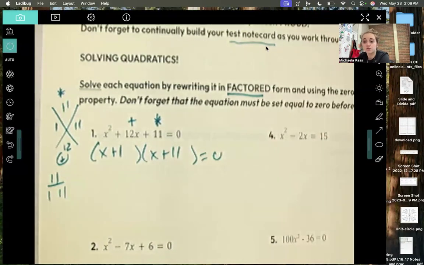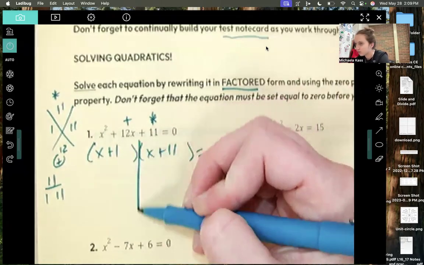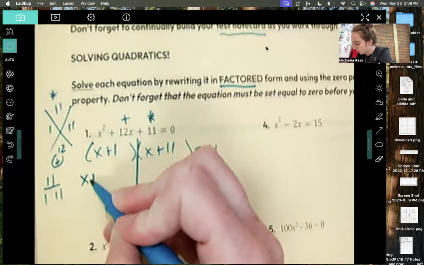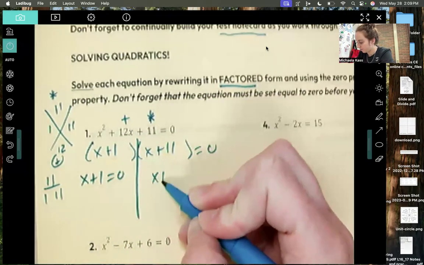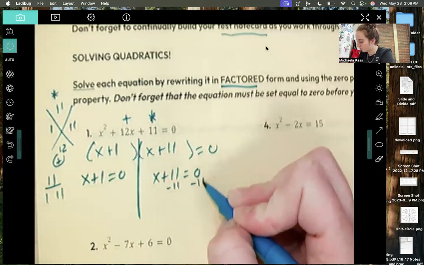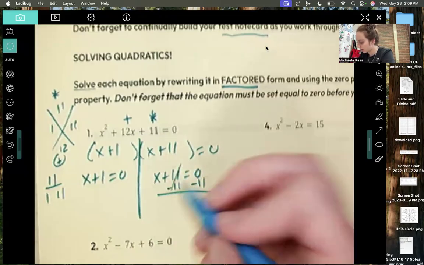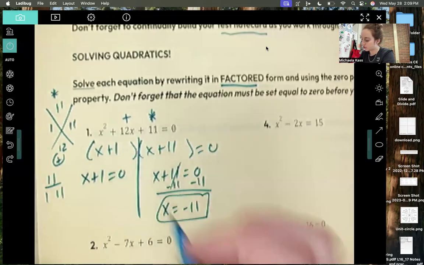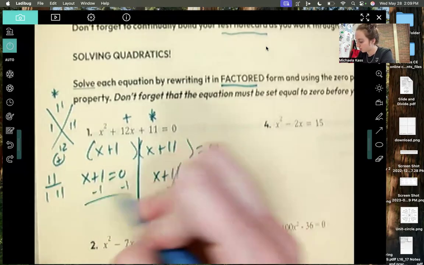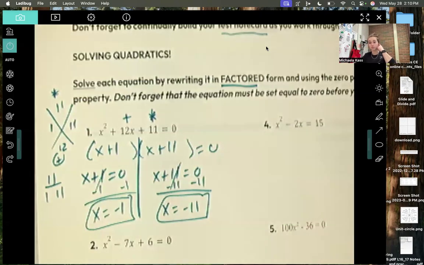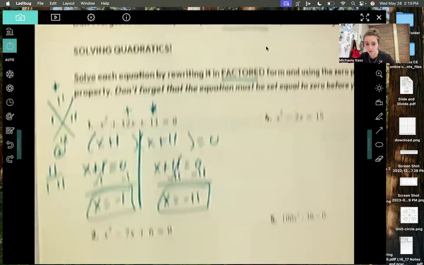Now we have to solve. This is where I call it split and solve. You split the two parentheses apart, you set them both equal to 0, and then you solve both of them. So we set them equal to 0 and we solve. It says plus 11, I subtract 11, I get negative 11 for one answer. Over here it says plus 1, so I subtract 1, and I'm going to get negative 1 as my other answer. We're going to try another problem, number 2.